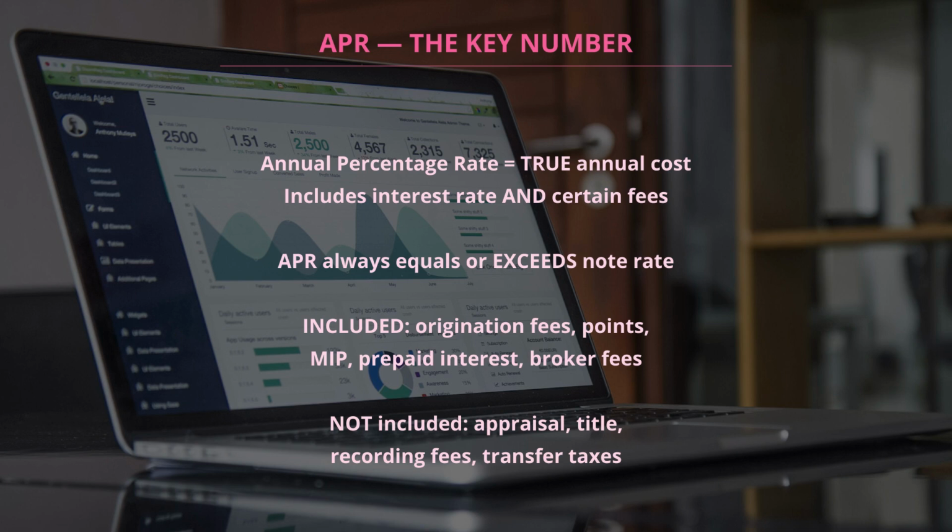The annual percentage rate, APR, is the centerpiece of TILA. It represents the true annual cost of the loan, including the interest rate and certain fees spread over the loan term. APR always equals or exceeds the note rate because it includes more costs. What is included in APR? The interest rate, origination fees, points, mortgage insurance premiums, prepaid interest, and certain broker fees. What is not included? Appraisal fees, title insurance, recording fees, transfer taxes, and homeowners insurance.